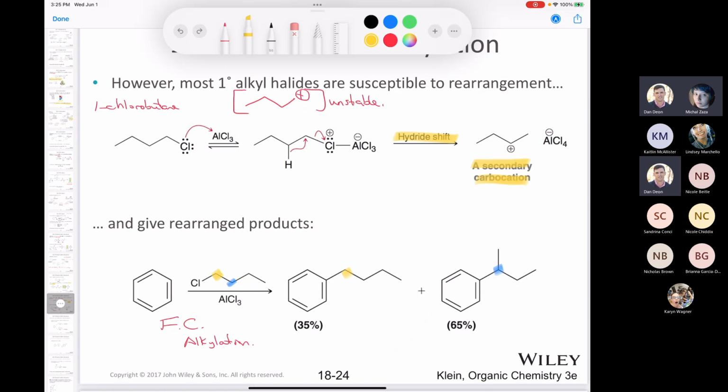But the bottom line is that when you do a Friedel-Crafts alkylation, if you have a primary alkyl halide, you've got to look out, because primary alkyl halides are susceptible to rearrangement. It could be a hydride shift, or it could be a methyl shift, depending on the alkyl halide. So you'll see examples in the textbook where methyl shifts occur.